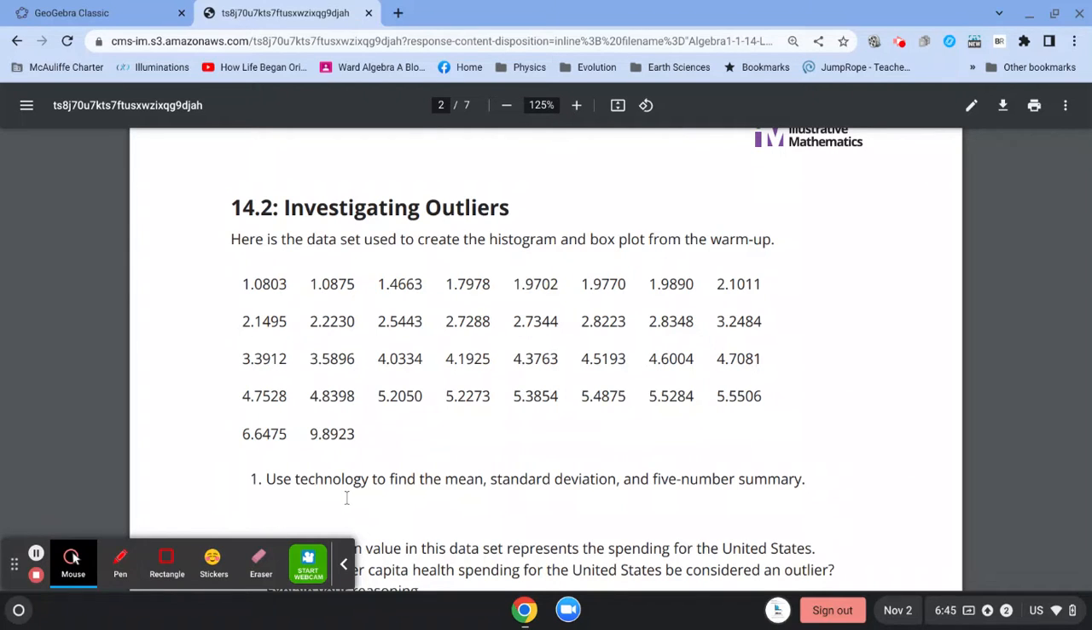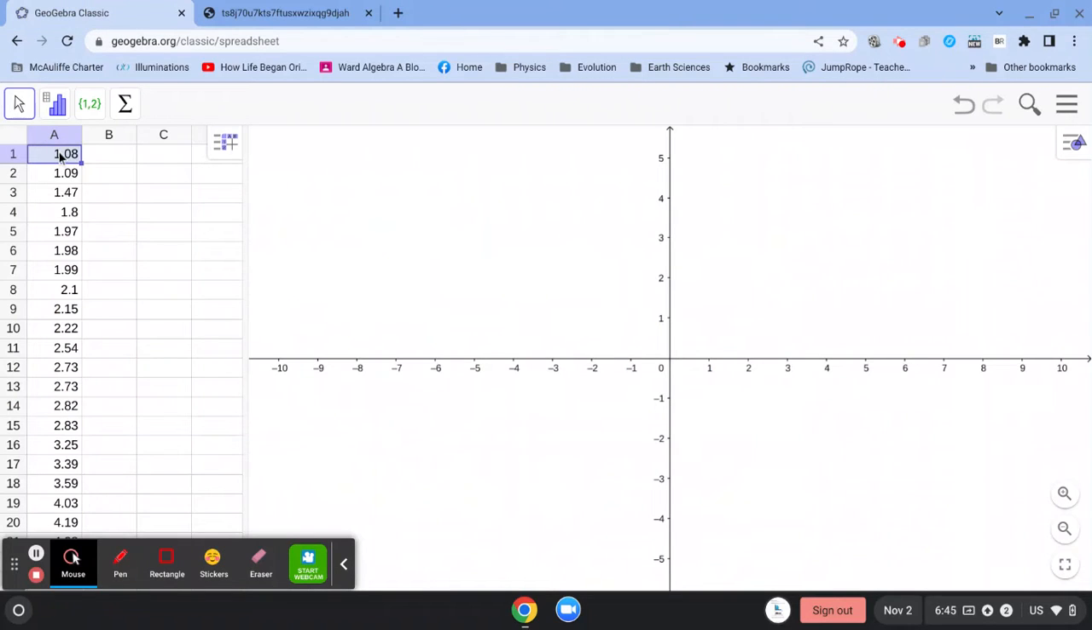Okay, so what do we mean by use technology? Well, you have a couple of choices. You can use a Google Sheet or you can use GeoGebra. I'm going to use GeoGebra because while I think it's a little clunky to work with, it does really quickly spit out this data. So I'm going to go over here to GeoGebra where I've taken all of this data and I've already entered it. So I just put all the data into each of these cells.